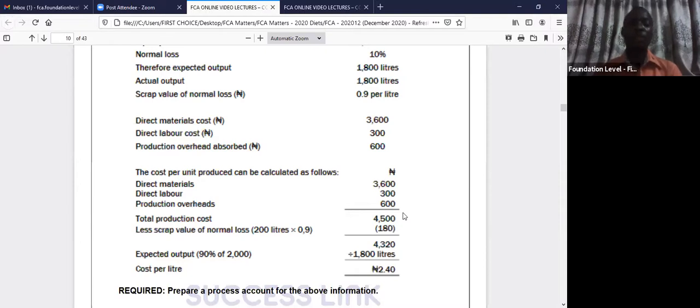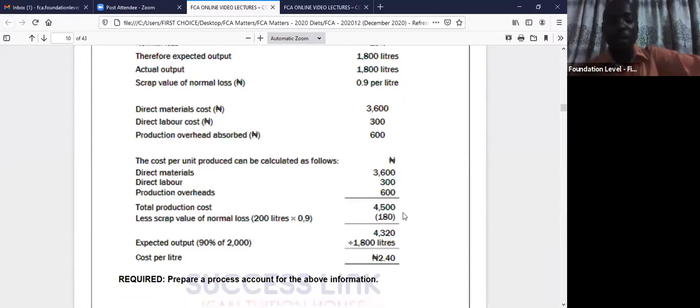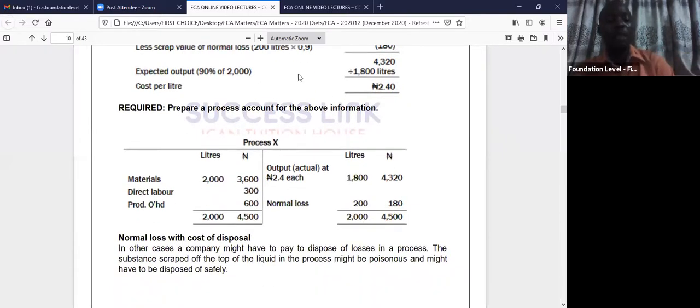So you less that recoverable value from 4,500, which is the total process cost, you are now left with 4,320, which you now divide by the expected output, 1,800. So you can see now your cost per unit has gone down to 2.4, as against 2.5 you used before. And so look at how your process account will be. The left-hand side will be unchanged, no doubt about that. On the right-hand side, you see the normal loss now has value, 180. And now the output has reduced per unit to 2.4. When you multiply by 1,800, you have 4,320, as against when it was 2.5 here, and you are recovering the whole 4,500 here.